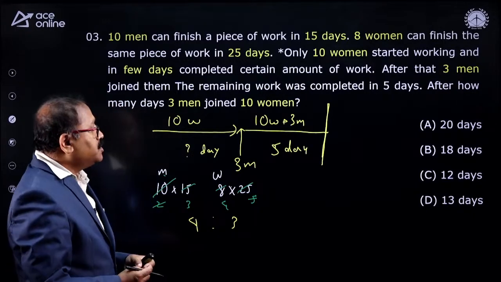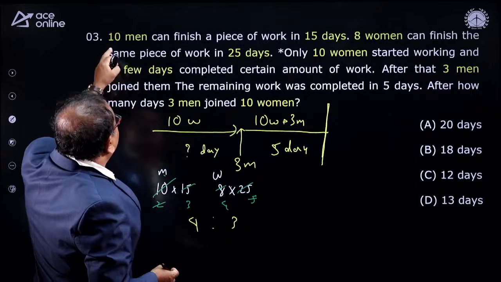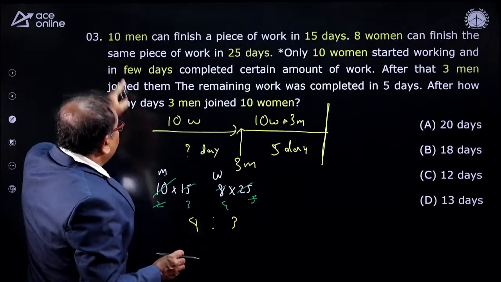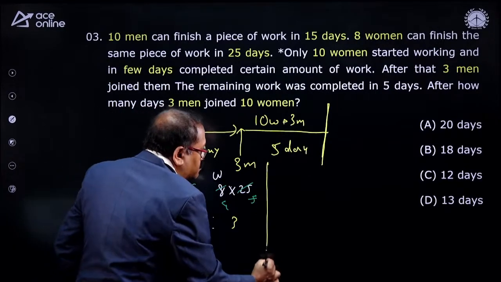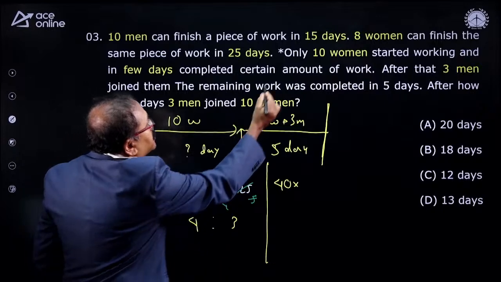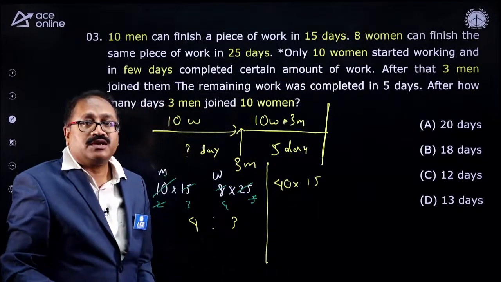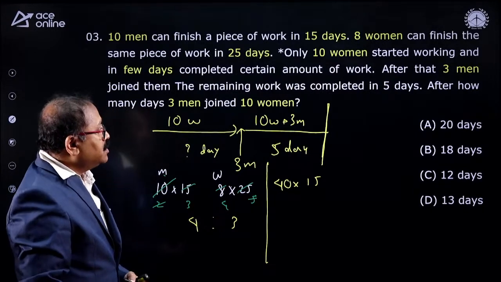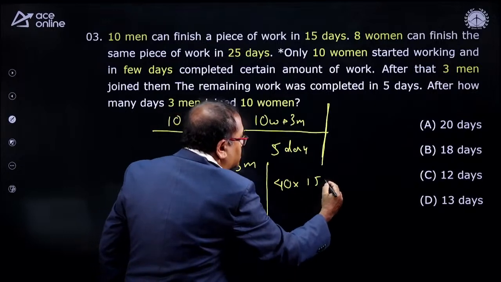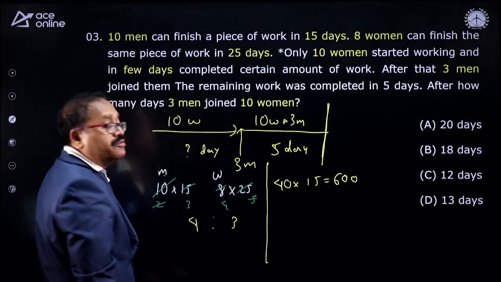Okay. Now, what is the total amount of work? Look at this one, 10 men. Each man has an efficiency of 4. So, 10 into 4 is 40. 40 into how many days do they take to complete the work? 15 days. This is what the total work is. So 600 units is the total work.